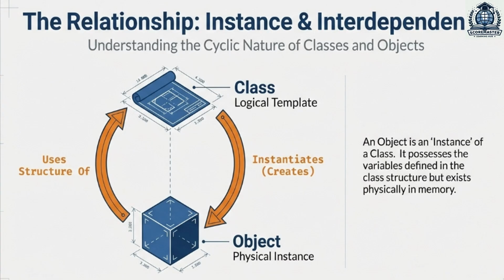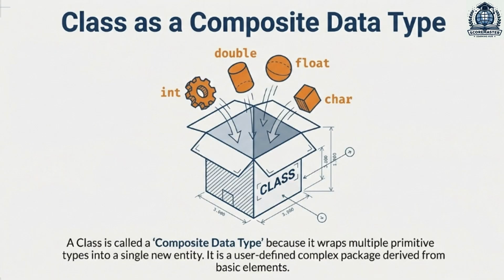An object is an instance of a class. It possesses the variables defined in the class structure but exists physically in memory. Class as a composite data type. A class is called a composite data type because it wraps multiple primitive types into a single new entity. It is a user-defined complex package derived from basic elements.